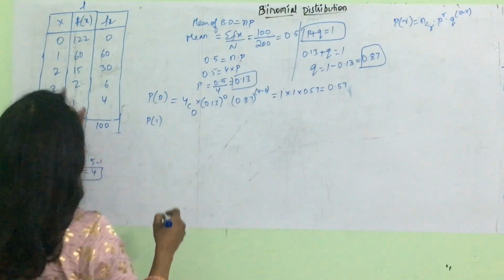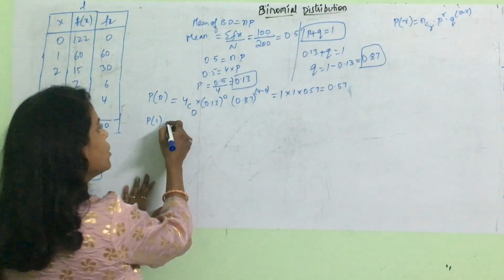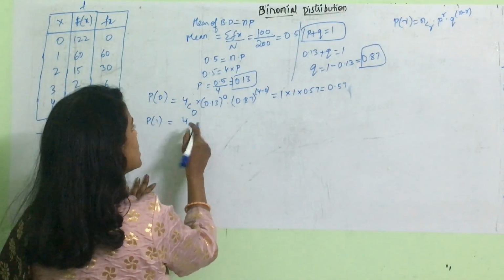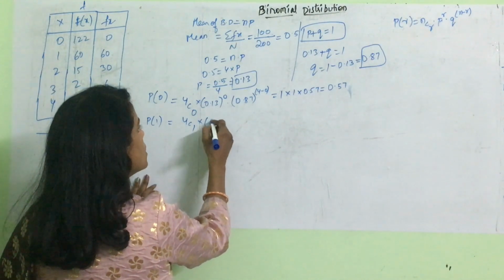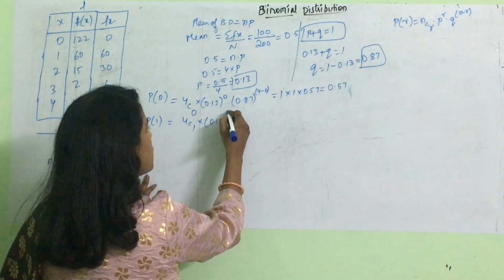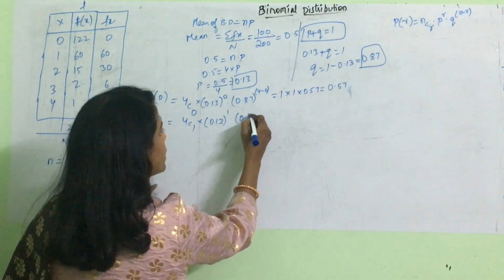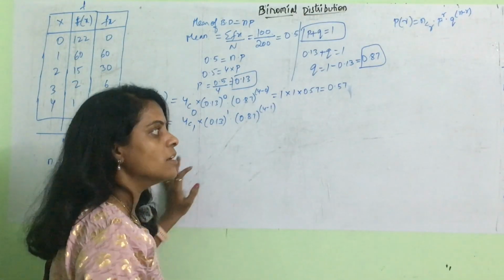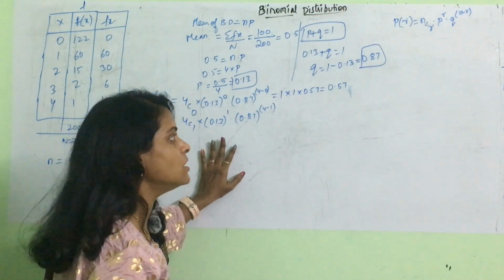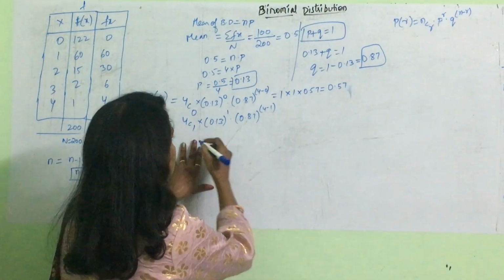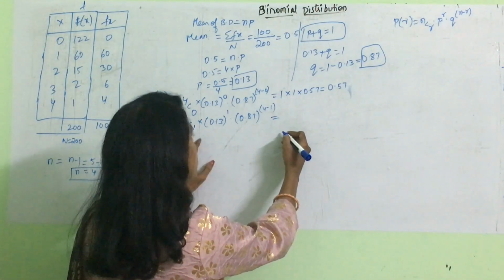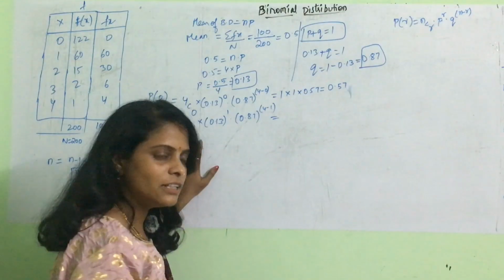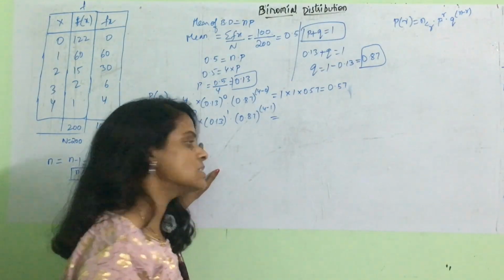Then next one, P of 1. What is the next value? 1. So P of 1 equals 4C1 into 0.13 to the power 1 into 0.87 to the power 4 minus 1. Okay, so 4 minus 1 is nothing but 3. Then what is the value? We'll write the value of 4C1. Anything to the base 1 will become the same value.